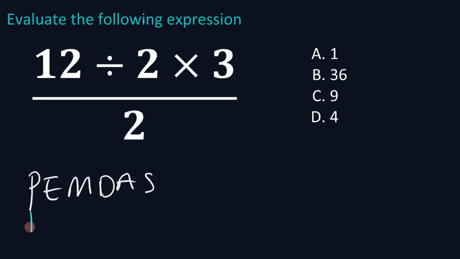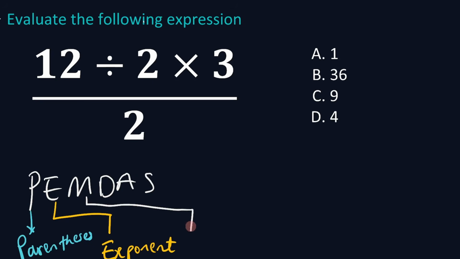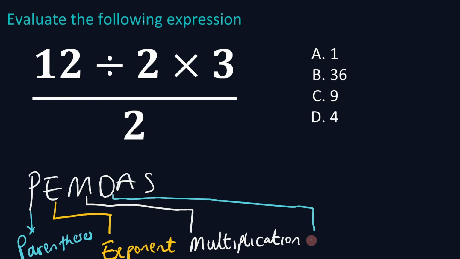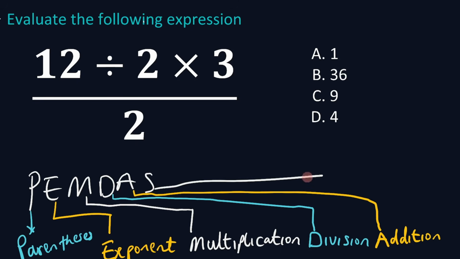They know that P stands for parenthesis. They also know that E is for exponents. Students also know that M is for multiplication. They know that D is for division. They also know that A stands for addition. Finally, they know that S is for subtraction.